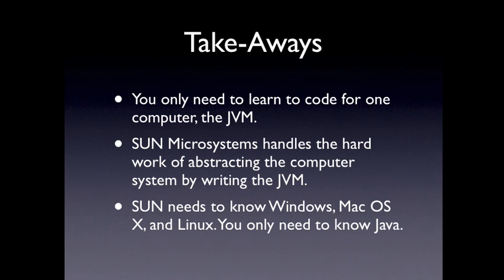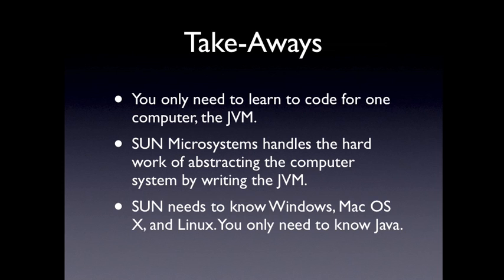So look, here are the takeaways for this lecture. You only need to learn to code for one computer, the Java virtual machine. The Java virtual machine is a piece of software written by Sun Microsystems. Its job is to take bytecode and convert it into a format that is understood by the underlying system. It converts it to the machine code and native system calls that the underlying system needs to get the job done. You don't have to worry about that. Life is good. Just like driving your car, you don't need to be a mechanic when you're a Java programmer. You only need to know how to work with the JVM. You do not need to know how to deal with the underlying computer systems of every computer out there.